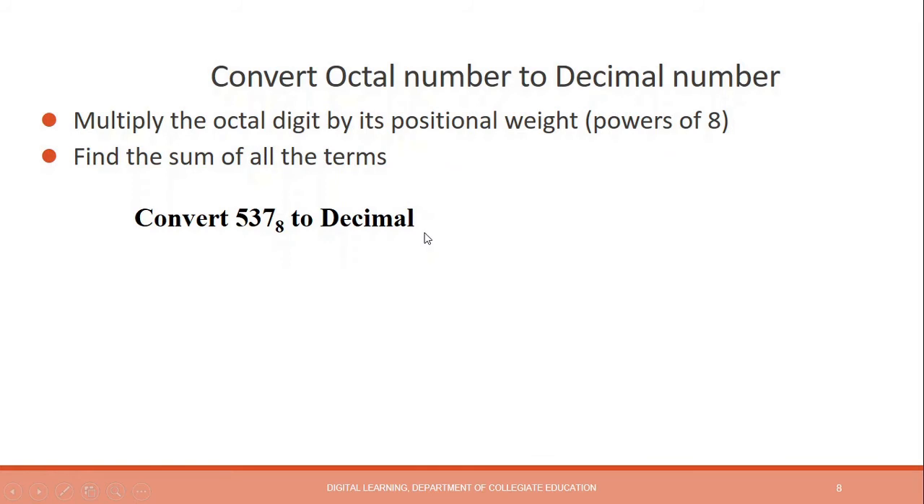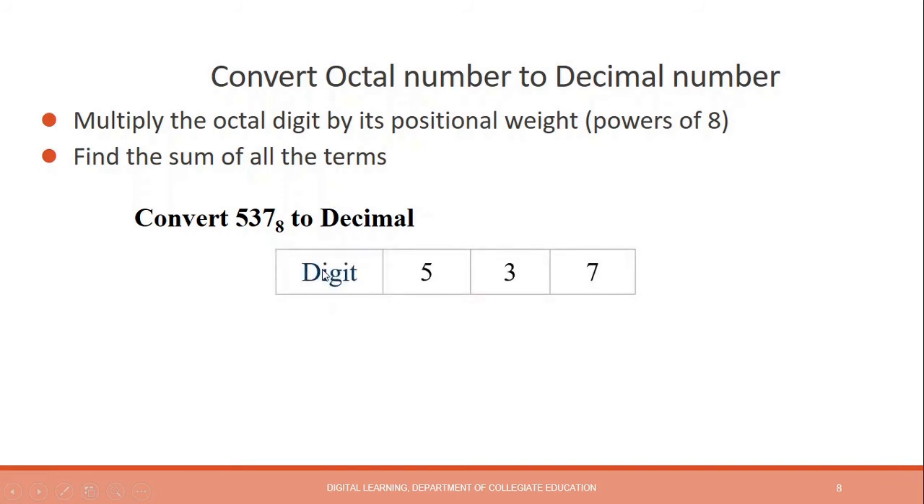Next is converting an octal number to decimal number. Multiply the octal digit by its positional weight, which is power of 8. Now find the sum of all the terms. For example, convert 537 in octal to decimal.